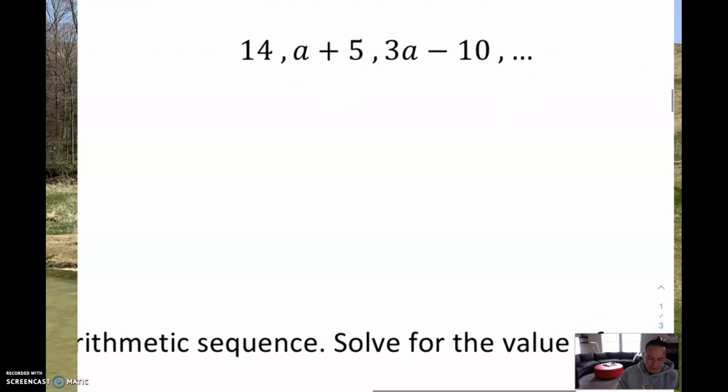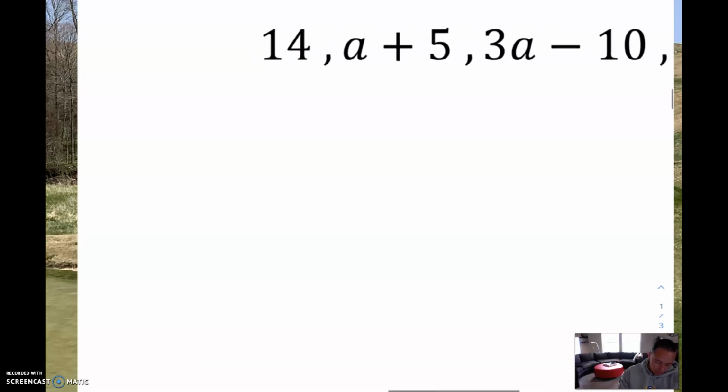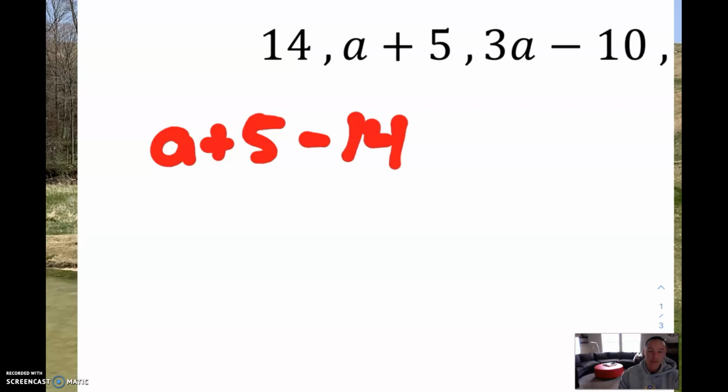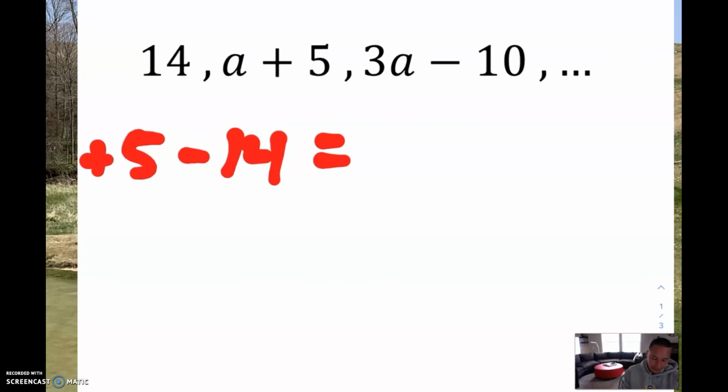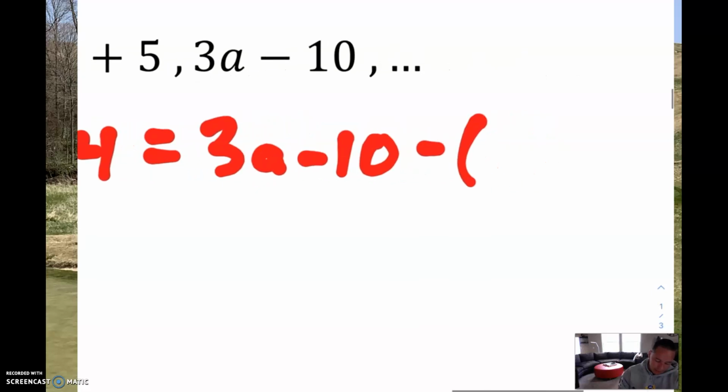Now let's try one where it's a little bit more difficult, but we're going to use the exact same process. The common difference between the first term and the second term, to get from 14 to A plus 5, we can just subtract them. So I'm going to take A plus 5, that's the second term, and we'll subtract the first term, which is 14. And that would give you the common difference. But that common difference has to be equal to taking the third term and subtracting the second. So we're going to take 3A minus 10, and we're going to subtract A plus 5.